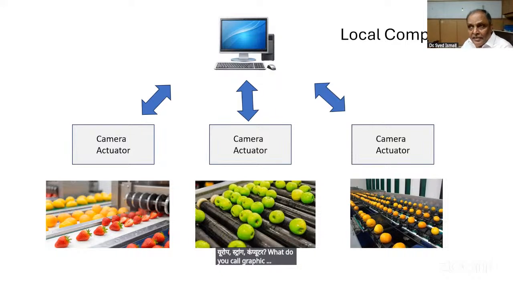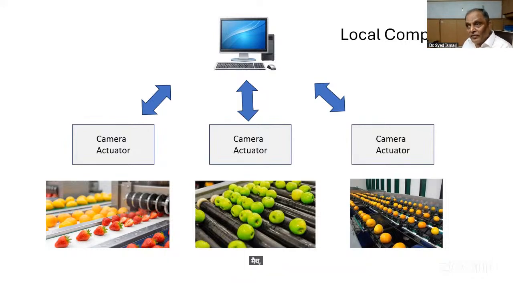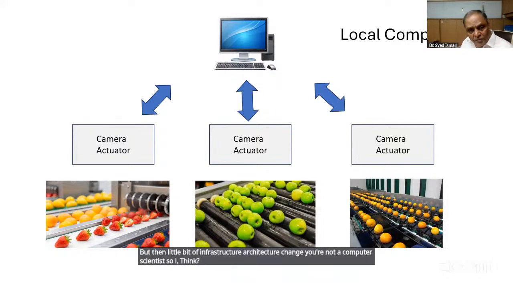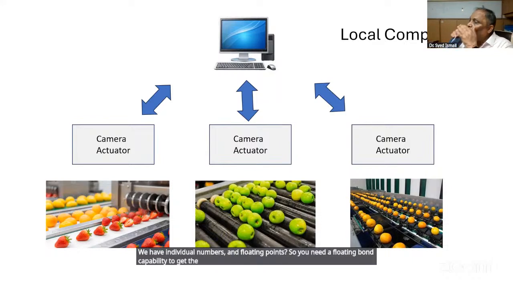When PCs first came, 30 years ago, they used to have a math coprocessor. The mathematical coprocessor is exactly the same as a GPU. Today the terminology has changed, and the internal architecture changed a little bit. You're not a computer scientist, so you need not know that much. Most of these numbers are integers and floating points, so you need floating point capability to get high accuracy.